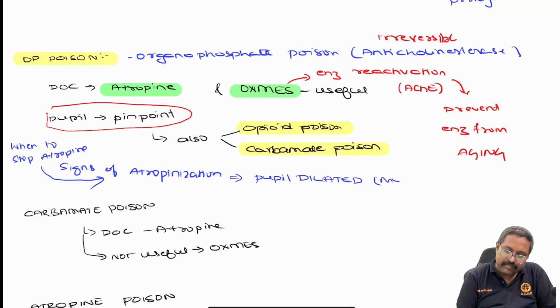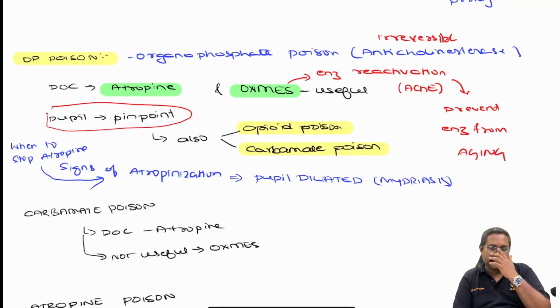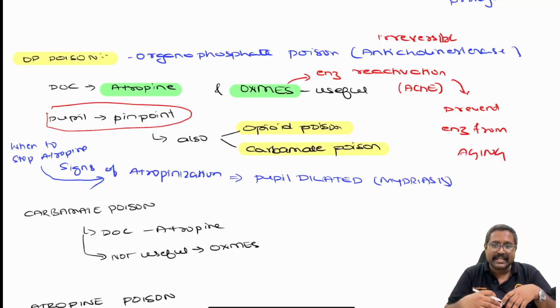That means there will be mydriasis, and also there will be decrease in the salivation, decrease in the secretion. There will be retention of the urine. There will be difficulty in passing the urine. There will be difficulty in the defecation, etc. There will be tachycardia, etc.